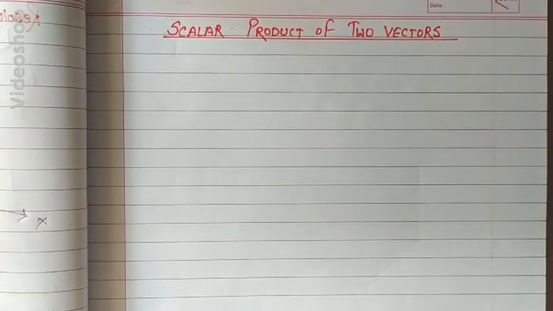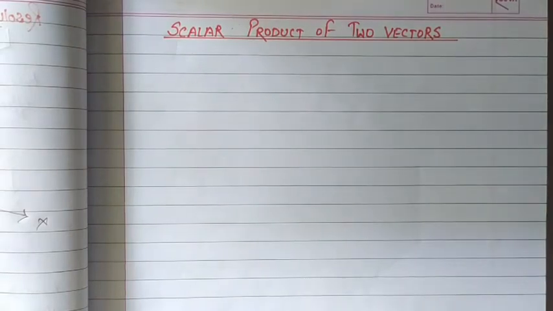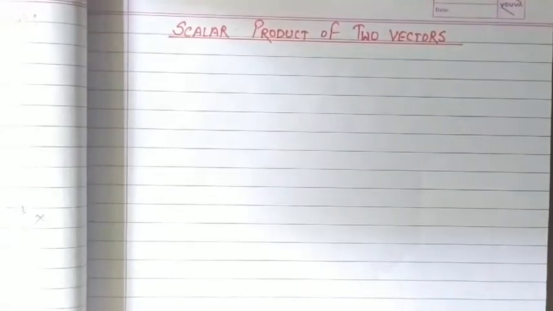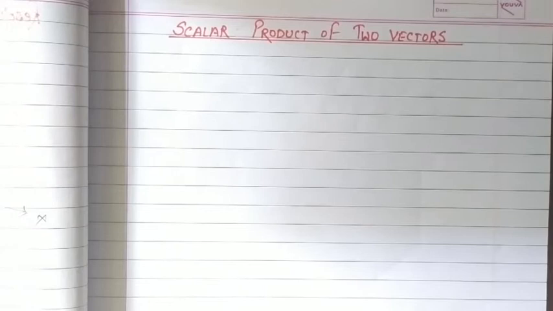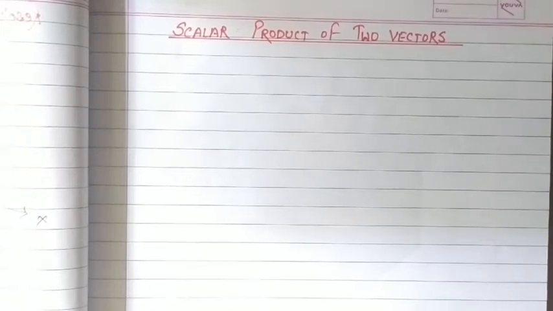Hello students, so now we are going to discuss the product of two vector quantities. If we are multiplying two vectors with each other, there are two possibilities. The first process gives us a scalar quantity as an answer, and we call that process scalar product. The other way produces a new vector, meaning when we multiply two vectors we get a new vector, and that process is called vector product.